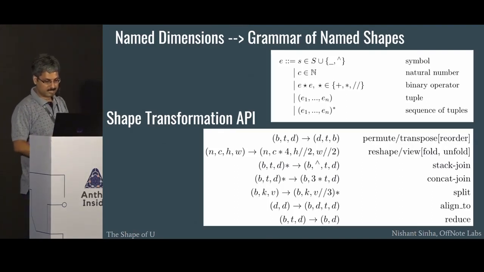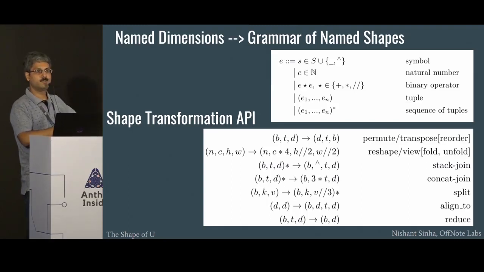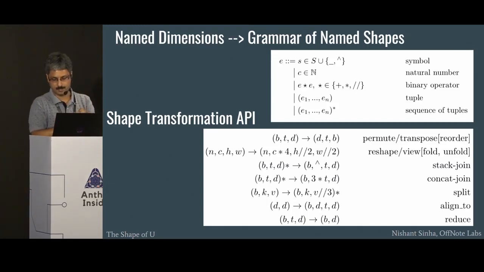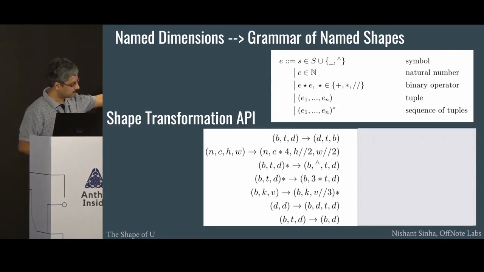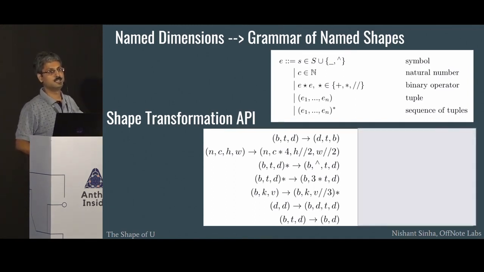Okay, once you have this language, you can look at the bottom. A permutation is just BTD going to DTB, as simple as that. A stacking operation is BTD star, a sequence of these BTD tensors, going to B with a new dimension inserted there, and TD. Simply all of the laundry list that I showed you is very simply expressible if you choose to have these dimension names. And so in fact, you can just forget what was there on the right hand side, the names of the APIs, which are very hard to learn. You just forget them and just use this notation in your programs.